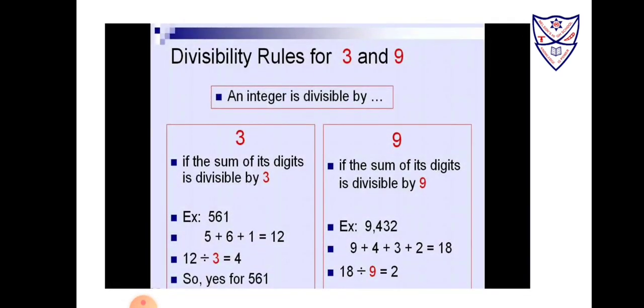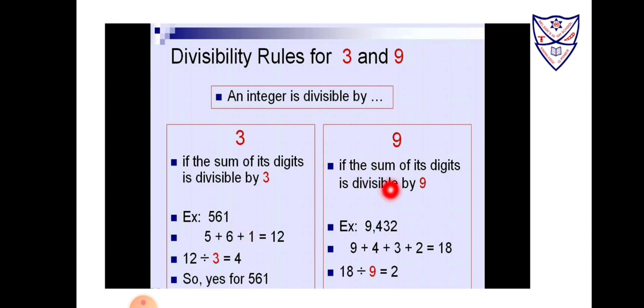Now let us understand the divisibility rules for 3 and 9. We will understand these two divisibility rules together because the rules are the same for 3 and 9. Let us understand divisibility by 3. The rule is that if the sum of its digits is divisible by 3, then the number is divisible by 3. For example, if we take 561, we add these digits: 5 plus 6 plus 1. The answer we get is 12, which is a multiple of 3. 3 fours are 12. Hence, 561 is divisible by 3.